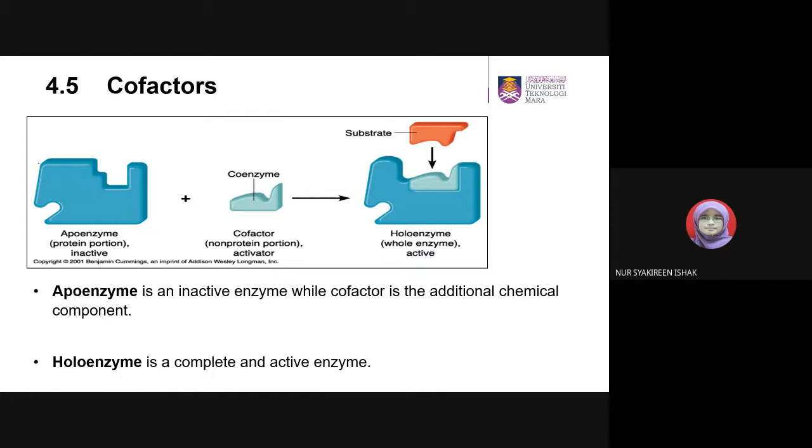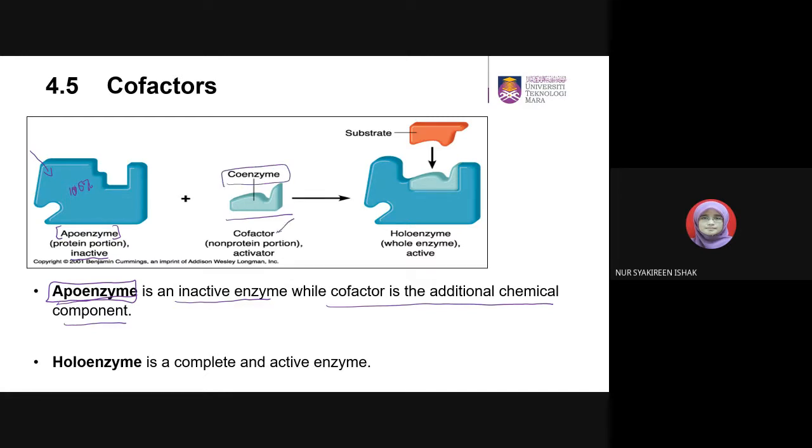So this is, for example, an enzyme. It is 100% made up of protein. For this enzyme, we call it an apoenzyme, which is the enzyme in the inactive form, without additional component, without the cofactor attached to the enzyme. So you have to know the definition: apoenzyme is an inactive enzyme, while a cofactor is the additional chemical component. So this is the cofactor. One of the cofactors can be a coenzyme.